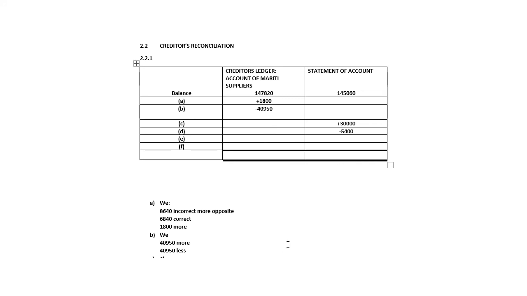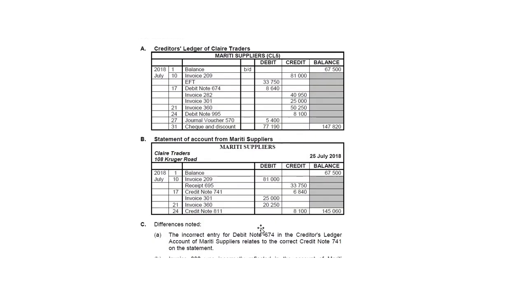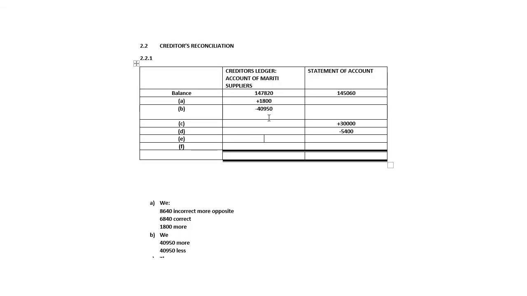So the 8,100 that was on the incorrect side, I must put through twice on the correct side. So I increased it, so I must decrease it twice to get it fixed. So I'm going to minus 8,100 twice. Important to remember that.